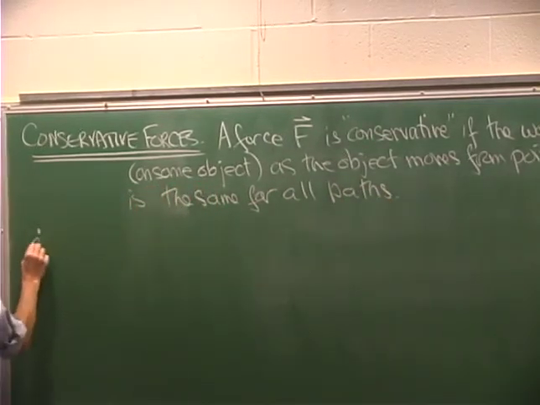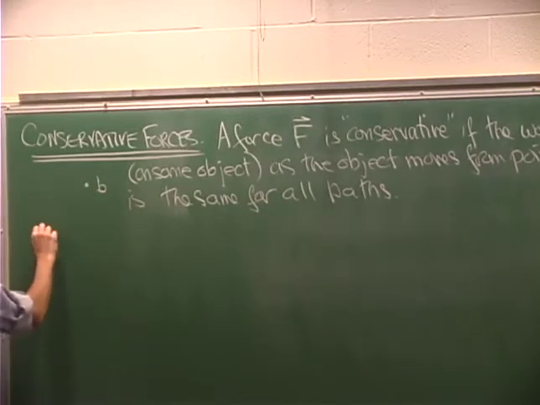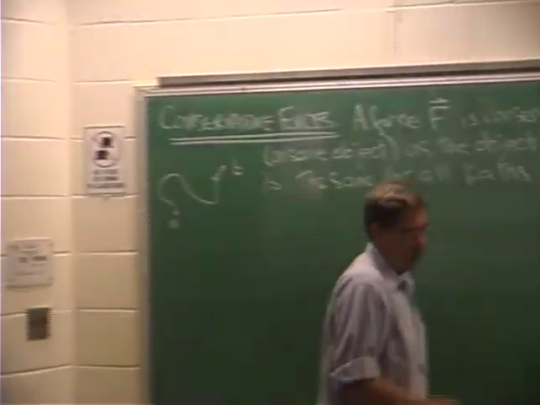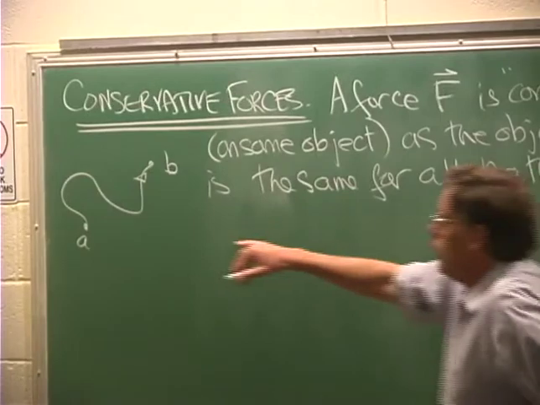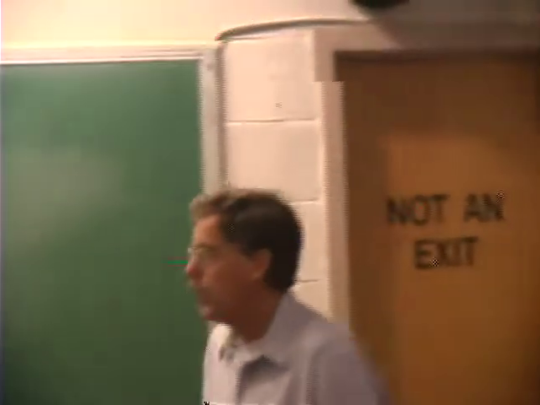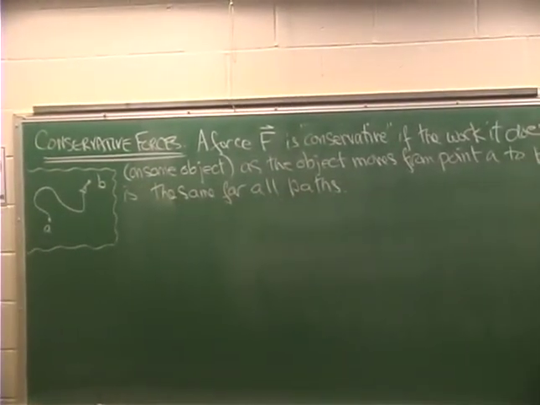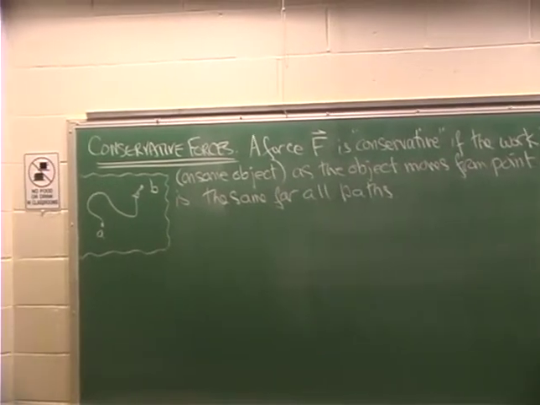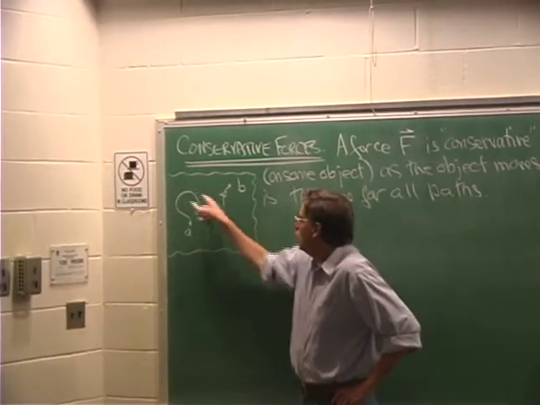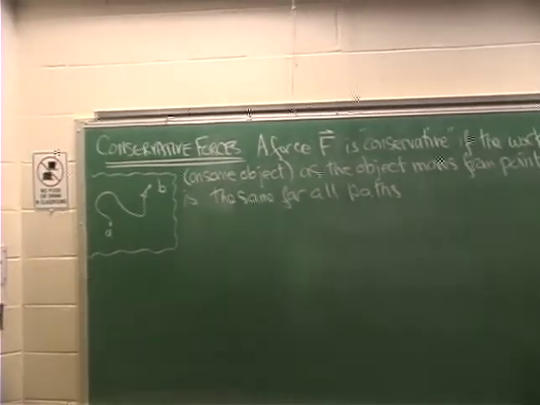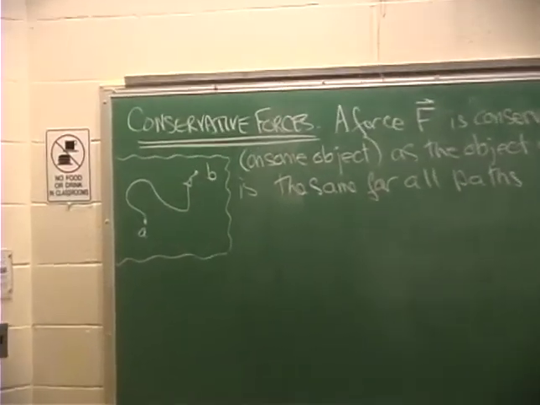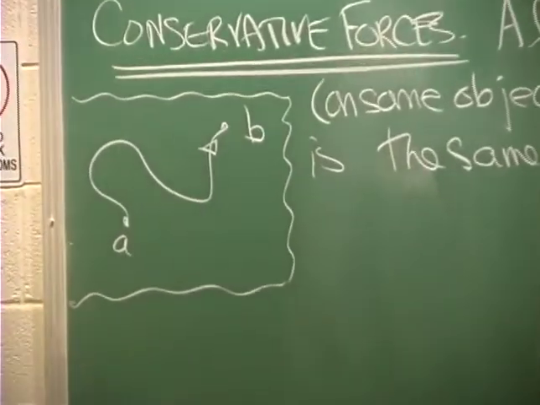So here's point A, and here's point B, and you're planning to move some object from point A to point B in the presence of some force, maybe the force of gravity. If the work necessary to push that thing from point A to point B is independent of the path you take, that force is called conservative. This seems like a very peculiar kind of force, but that turns out to be the critical feature of a force as far as conservation of energy is concerned. Is the work it does when an object moves from point A to point B the same for any two paths from A to B? If so, it's called a conservative force.